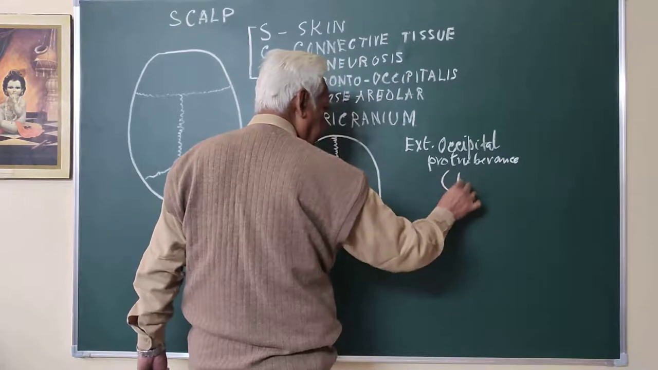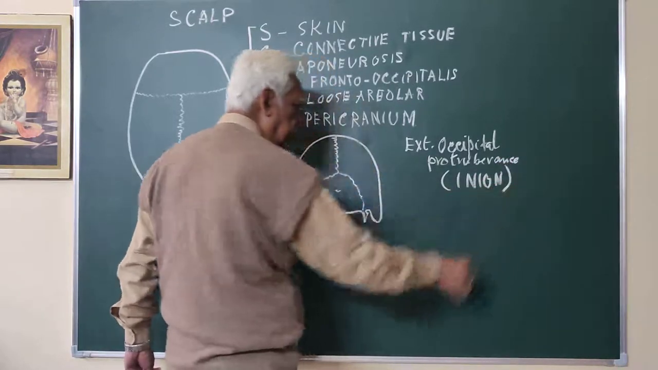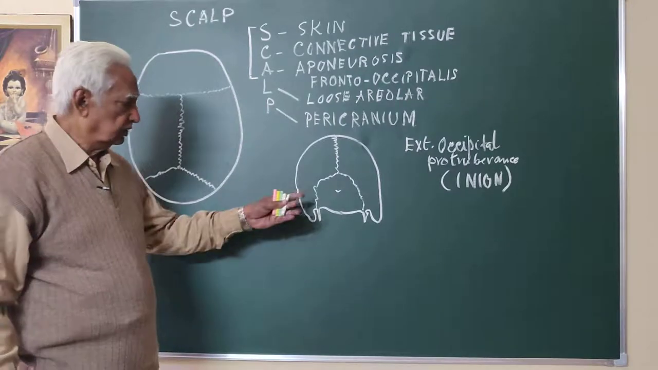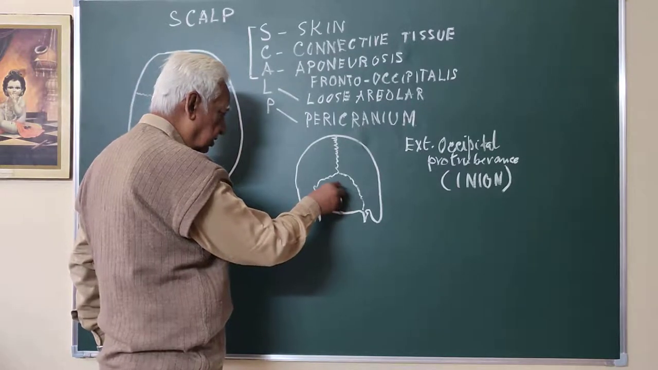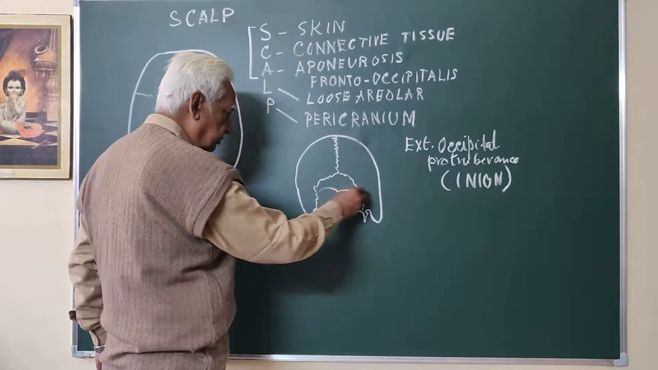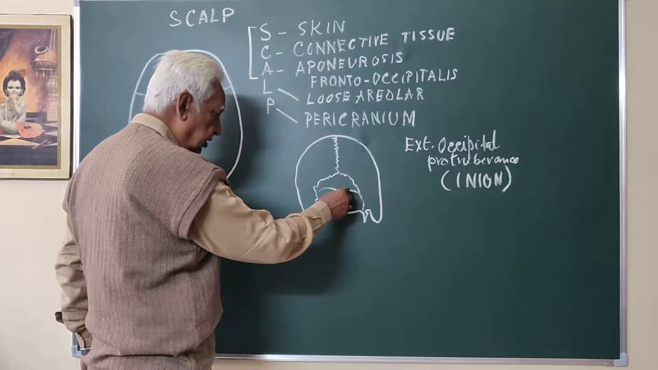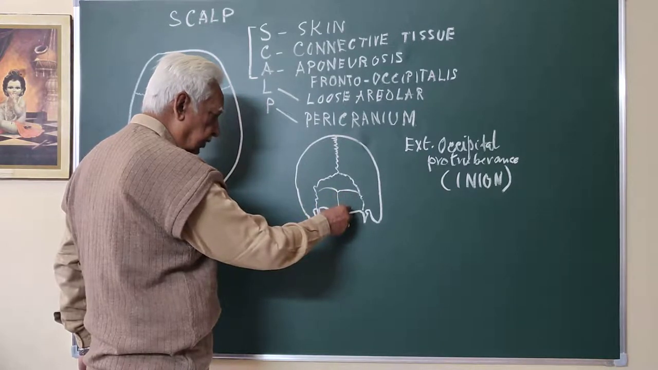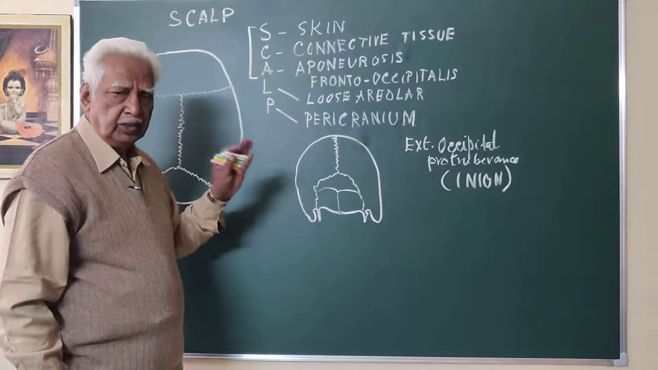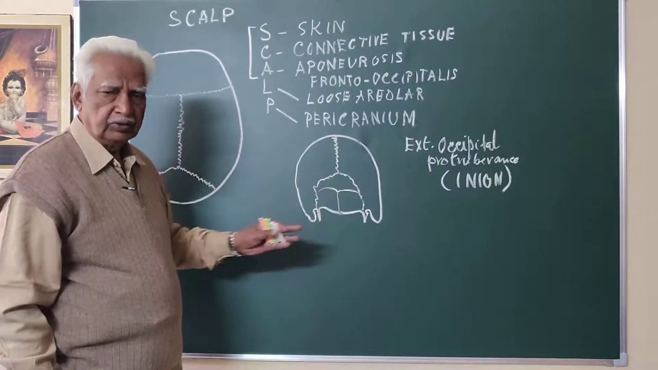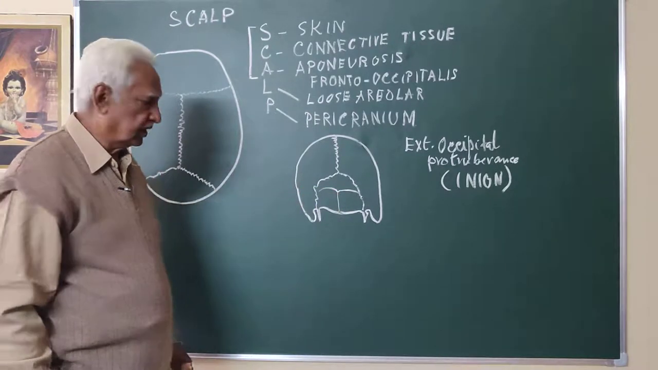The external occipital protuberance is known by its short name, the inion. Inion is this. And extending on the side from the inion, there are lines which are visible here. Running from the external occipital protuberance, or the inion, towards the posterior margin of the foramen magnum, which is the largest foramen in the skull, there is a bony ridge that is known as the external occipital crest. So, external occipital protuberance and the external occipital crest.